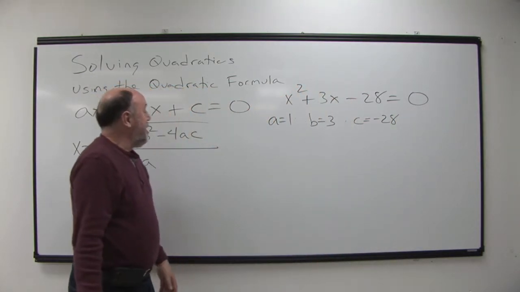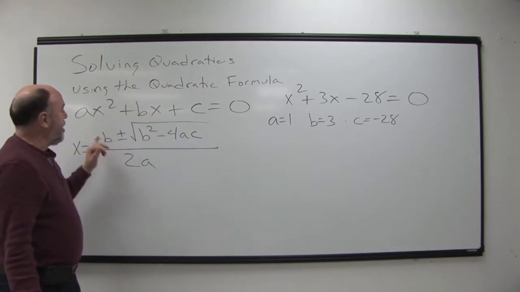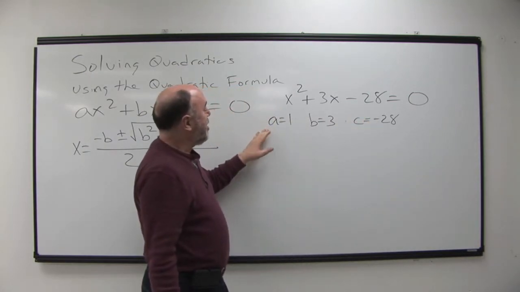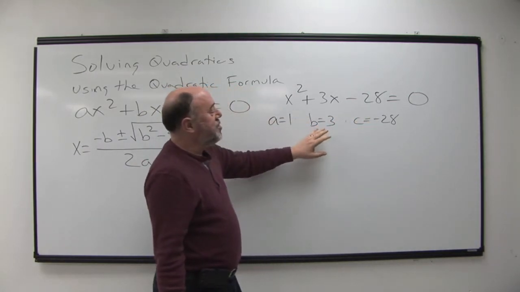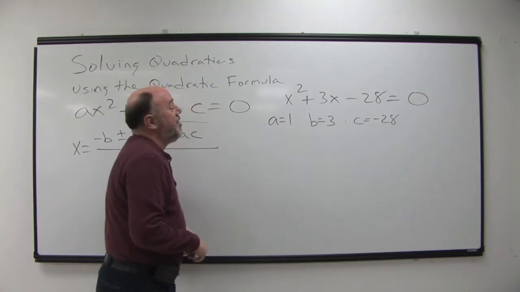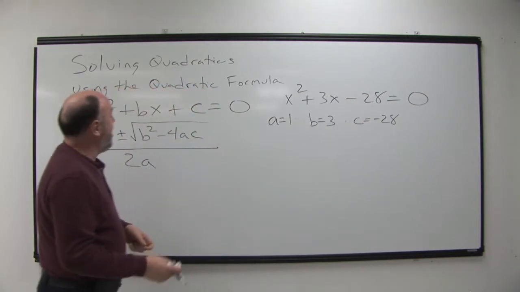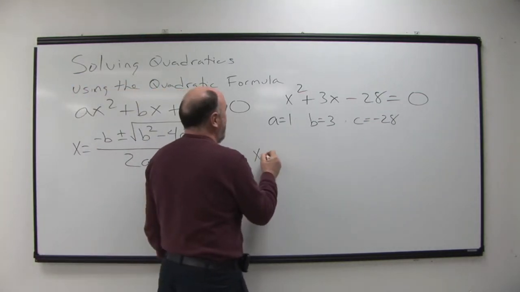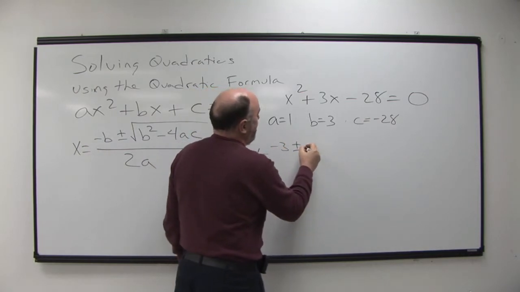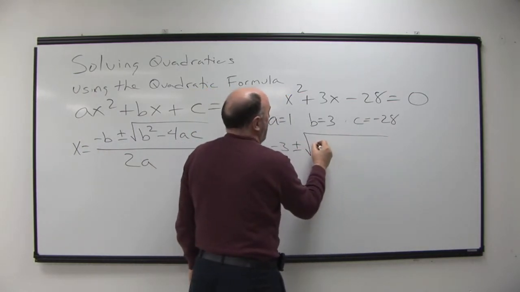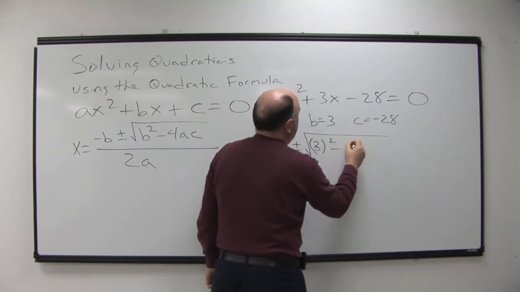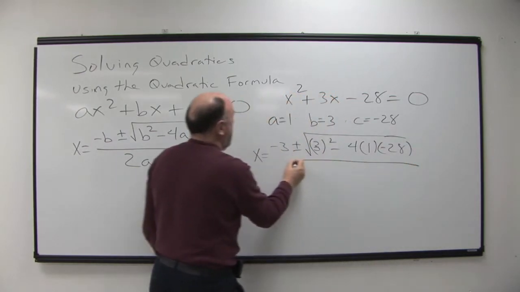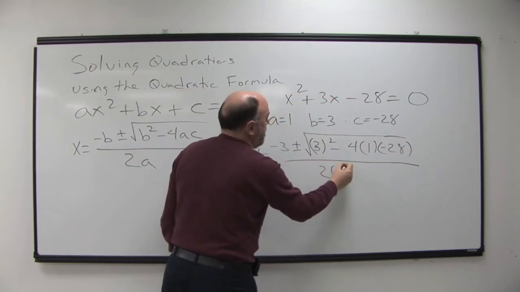So the first thing we need to do is get our equation in this form. We need to figure out the a, the b, the c. And if you cannot figure out the a, the b, the c, that is when you end up with the D or the F. So now we have our numbers. We take these numbers and plug them into our equation. So x is going to be minus 3 plus or minus the square root of 3 squared minus 4 times 1 times minus 28, all over 2 times 1.